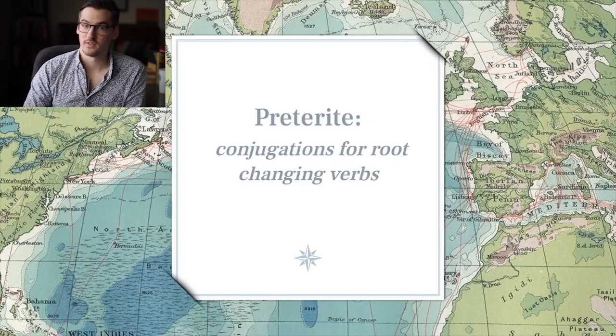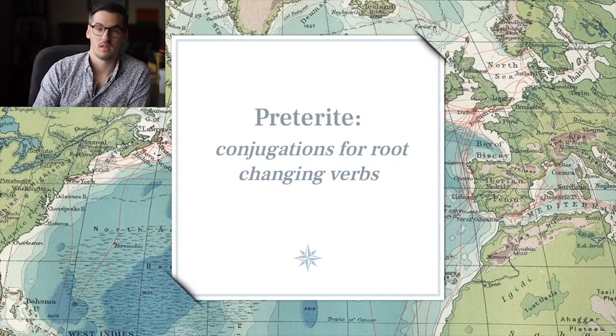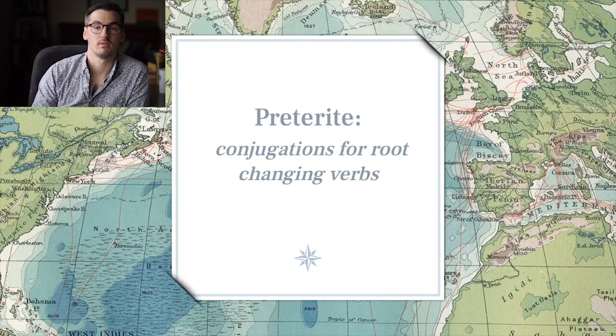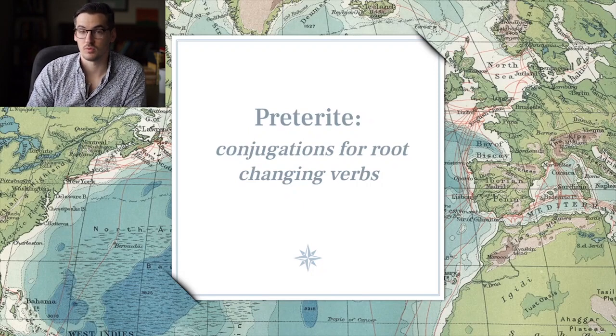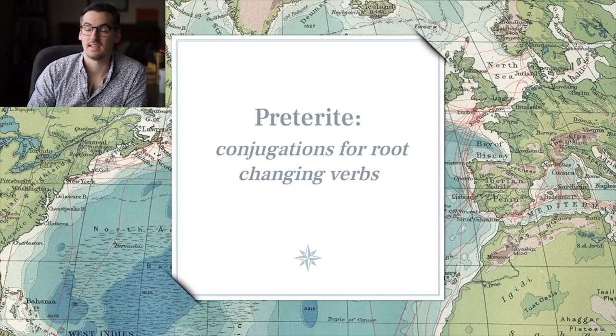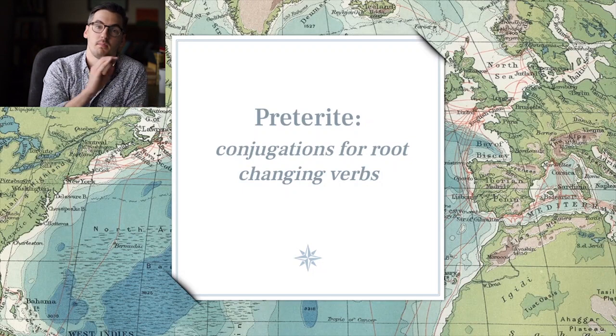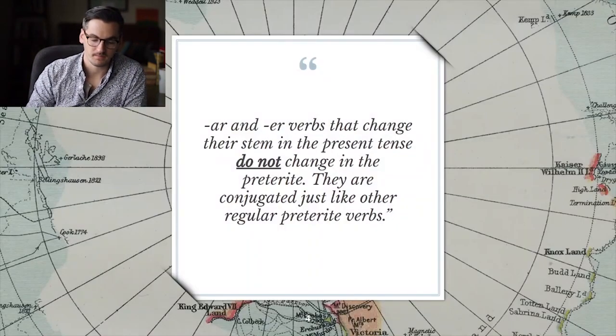So what we're looking at specifically today is how the preterite form looks for verbs that change their root in the present tense indicative form. So an example of that would be entender. The second E in entender changes to IE, entiendo, when you conjugate it. So we're going to look at how those words that change their root in the present tense, what happens to them in the preterite tense.